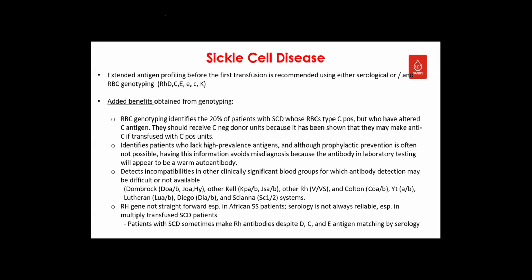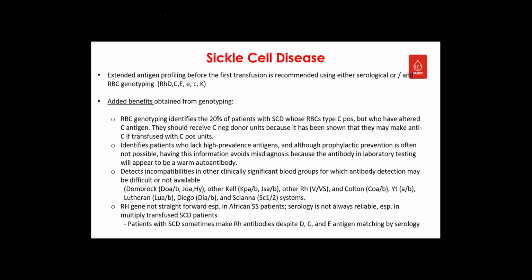So if you have a sickle cell clinic or are aware of these patients, this is something you need to remember and think of. And the genotyping as a first line should always involve the RHD, big C, big E, little e, little c, and K.